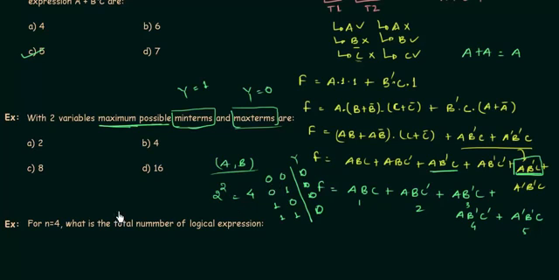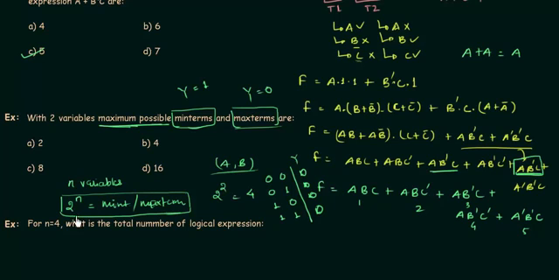So we can generalize it. If we have n variables, then we have 2 to the power n min terms or max terms. So this is something that you have to keep in your mind. The maximum possible min terms and the maximum possible max terms are 2 to the power n.